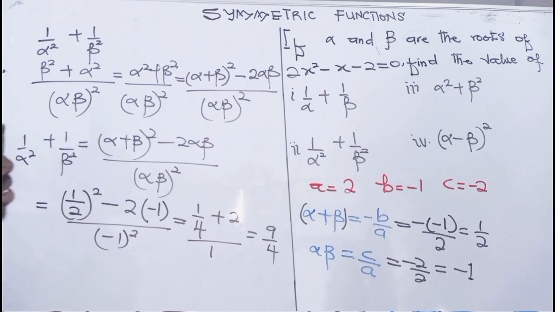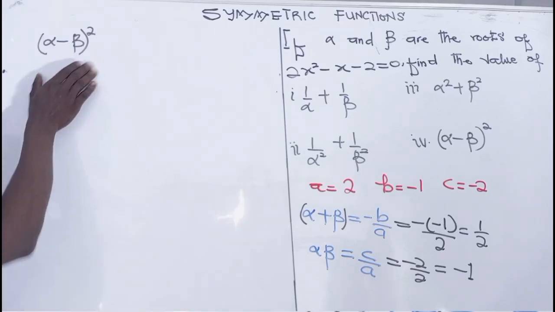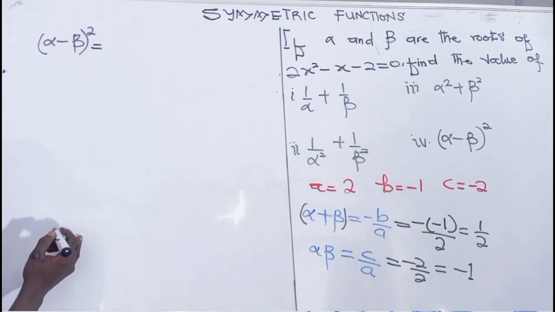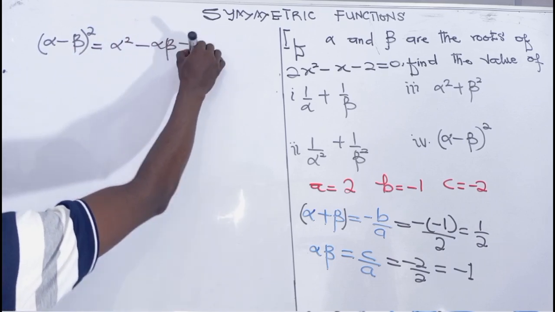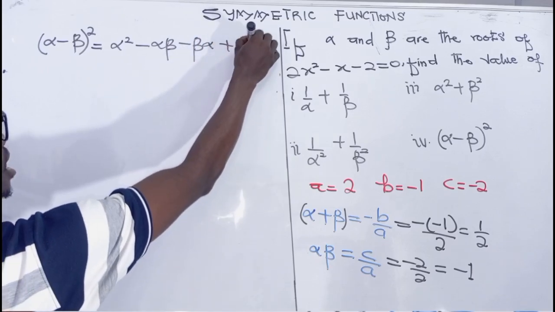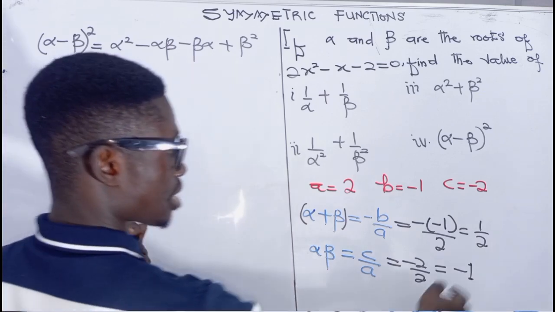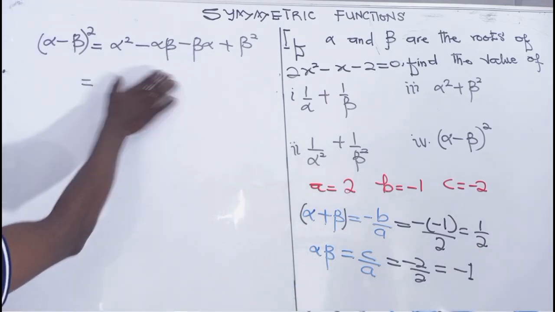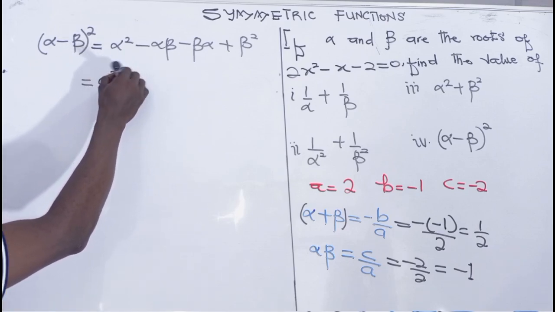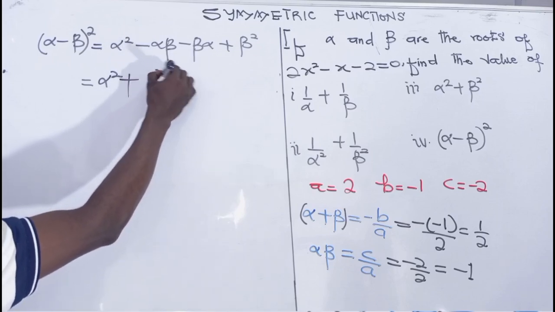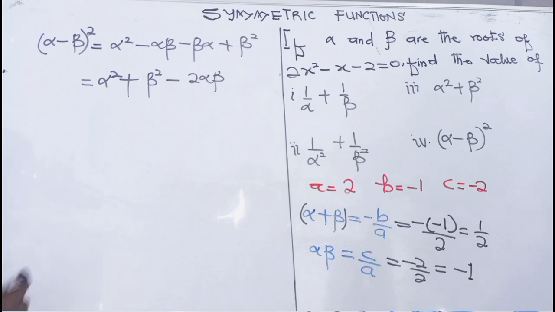Let's look at the last symmetric function. So looking at this, you agree with me that when we expand this, we are going to get alpha squared minus alpha beta minus beta alpha plus beta squared. Our intention is to have alpha plus beta and then alpha beta so that we can plug in these values. That is the reason why we expanded this symmetric function. Now when we do some grouping, we are going to get alpha squared plus beta squared. This and that will give us 2 alpha beta.